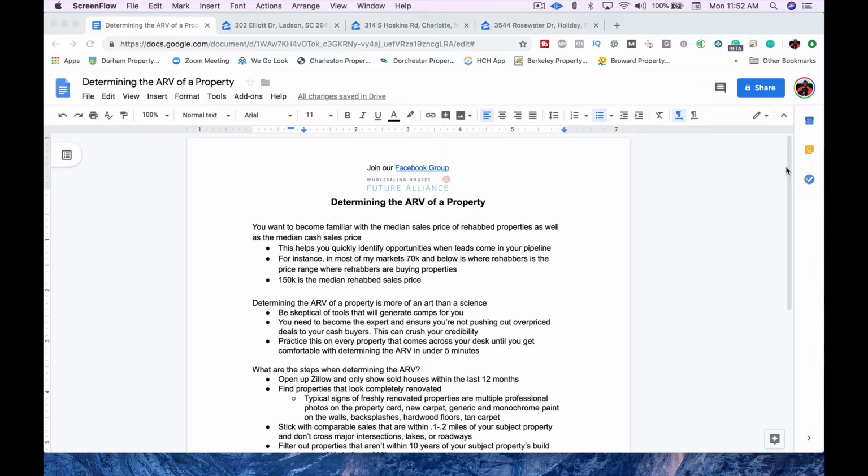There are a few guidelines and rules that you will use to determine the ARV, but there isn't one particular magic bullet solution that can be applied to every single market. You're really going to have to dig into the property that you're looking at and look at the surrounding properties in order to determine what an accurate ARV is. So let's go ahead and dive into it.